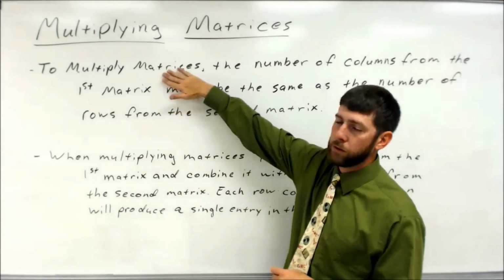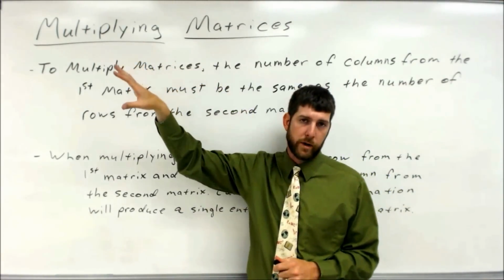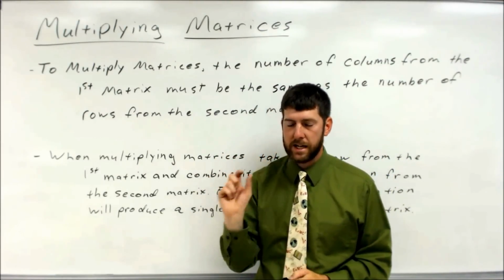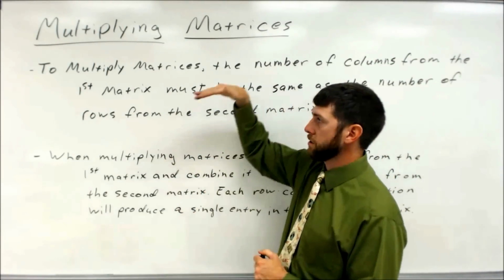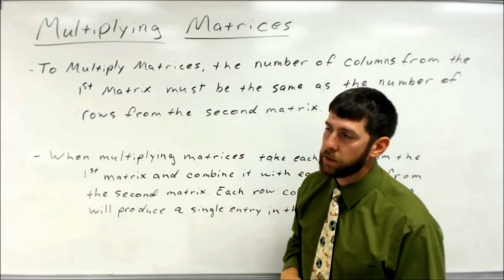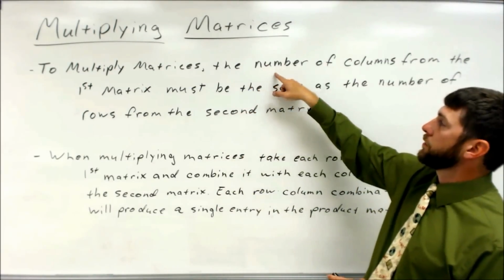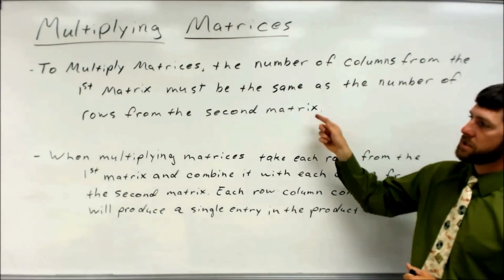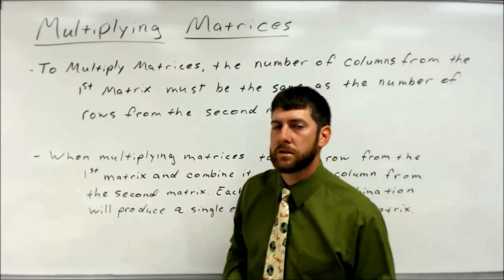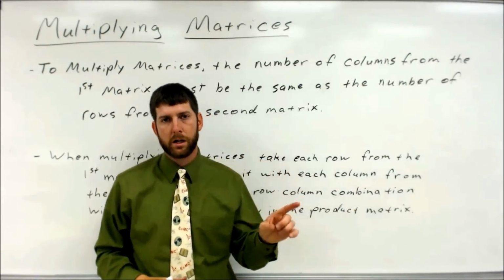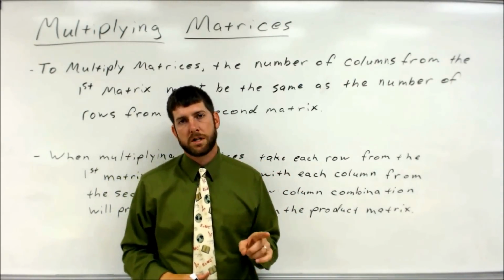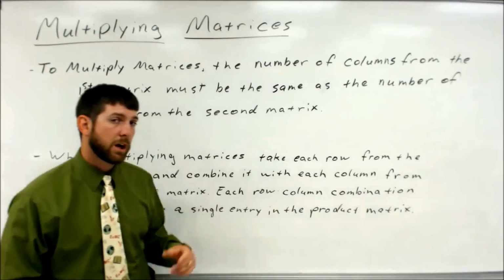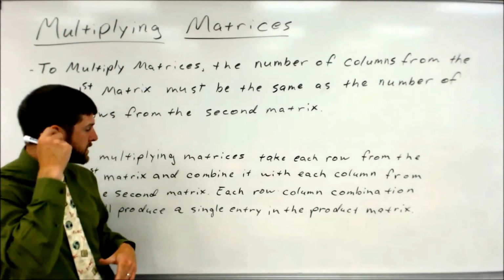First off, to even be able to multiply matrices, because we can't multiply all matrices together. Just like with matrix addition and subtraction, where I had to have them in the exact same order, in this case only certain matrices can be combined. And those are the matrices where the number of columns from the first matrix is the same as the number of rows from the second matrix. Very, very important. The number of columns from the first matrix must be the same as the number of rows from the second matrix. Now I'll show you why in a minute when we start looking at an example.